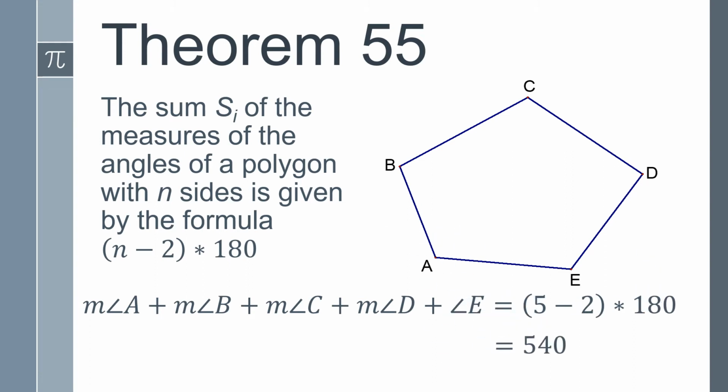Okay, so Theorem 55 states the sum, S sub I, of the measures of the interior angles of a polygon with n sides is given by the formula n minus 2 times 180. You're going to have to memorize that formula. So in this picture, the measure of angle A plus the measure of angle B plus the measure of angle C plus the measure of angle D plus the measure of angle E is equal to 5 minus 2, which is 3, times 180, which is 540.